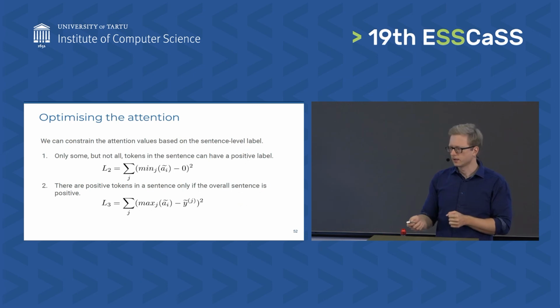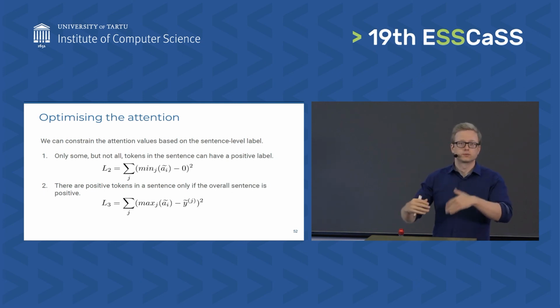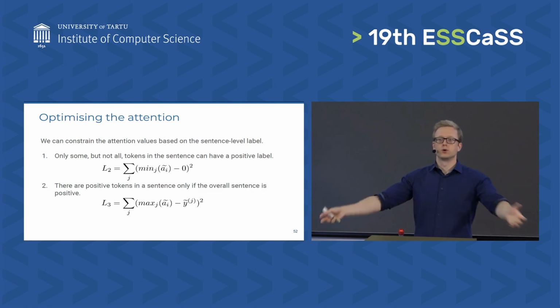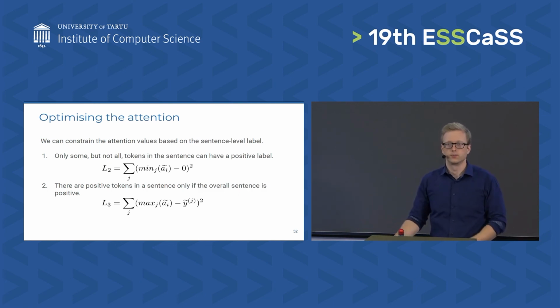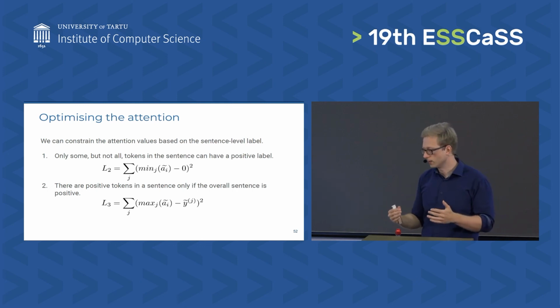We also added a couple of losses that incentivize this further. So one loss tells the model that only some, but not all tokens in the sentence can have a positive label. So we don't basically want the model to go, oh, this is a positive sentence, every word in this sentence is important and should be focused on. Some of those words should have no attention as well.